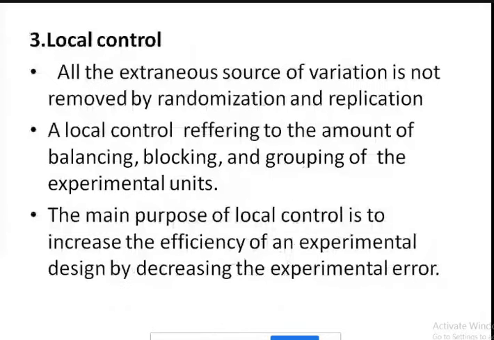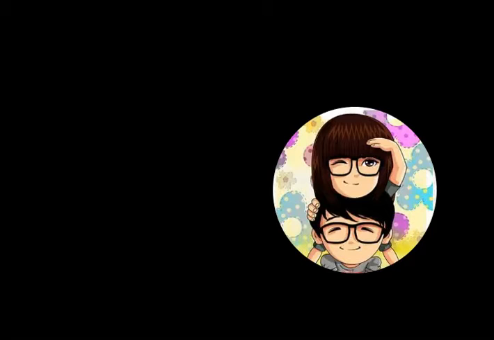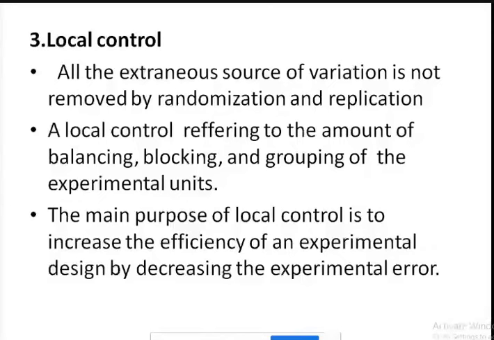The third principle is local control. All the extraneous sources of variation cannot be removed by randomization and replication. So local control controls all the factors except the one which we are investigating. Local control refers to the amount of balancing, blocking, and grouping of the experimental units. The main purpose of local control is to increase the efficiency of an experimental design by decreasing the experimental error.